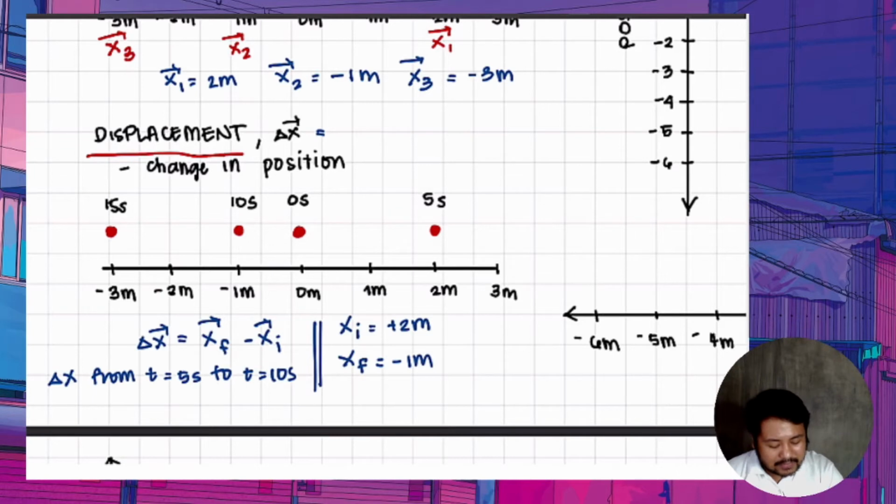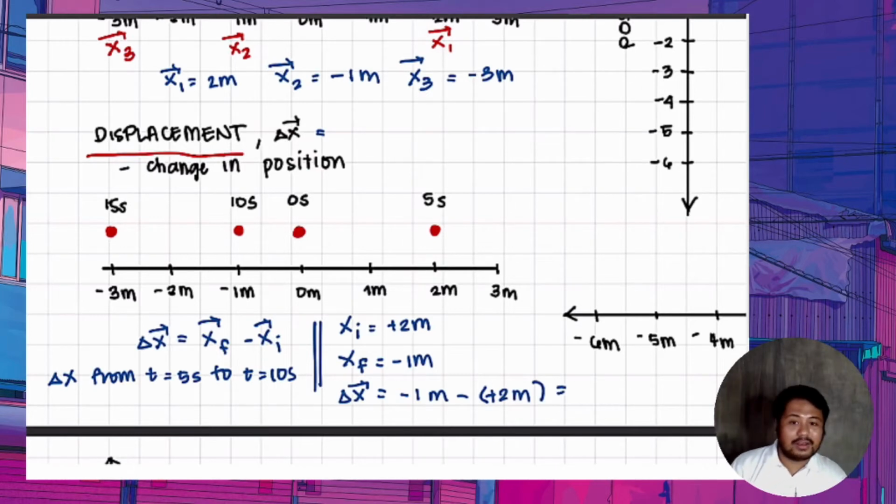So, delta x for us, or the change in position, that is just negative 1 meter minus positive 2 meters. Okay? So, that will give us, calculator natin. So, negative 1 minus positive 2. So, you have negative 3 meters. Ayan. You have a displacement of negative 3 meters.